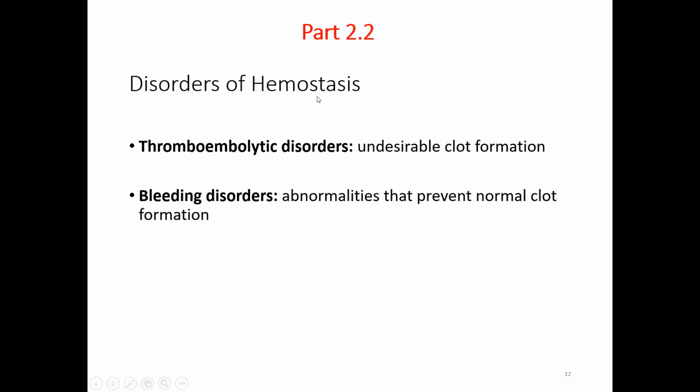Now let's talk about disorders of hemostasis. There are two types of them. Thromboembolic disorders, it's when undesirable blood clots are formed in places where they are not necessary. And bleeding disorders, it's when there is bleeding, we need blood clots, but for some reason they are not formed.